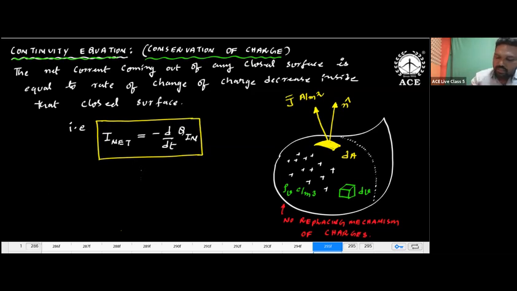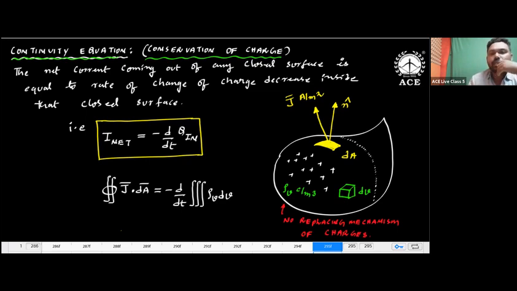So can you write this one in the vector form? Current in terms of current density. Here it is surface integral of J dot dA, which is equal to minus d by dt of charge. What is the charge inside? It is a volume charge, integral of rho v into dV. And here it is a net current. Net current in the sense you have to consider a closed surface. Clear? But here we are interested only in the time varying case, isn't it?